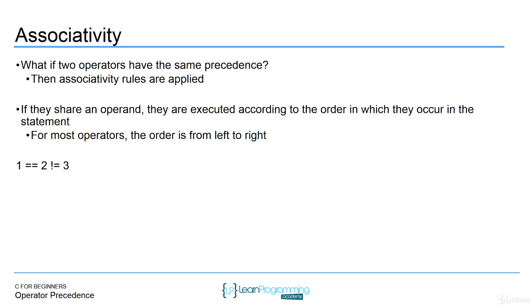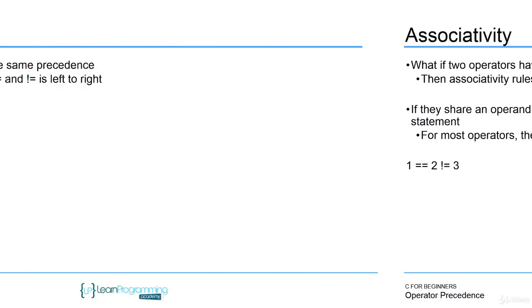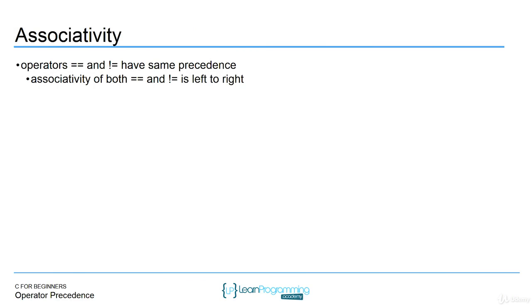So let me show you an example. If you say 1 equals equals 2 not equals 3, the equals equals and the not equals operators have the same precedence. So in this case, we have an ambiguity. We have a problem. We don't know what to evaluate first. We don't know if we need to do 1 equals equals 2, or 2 is not equal to 3.